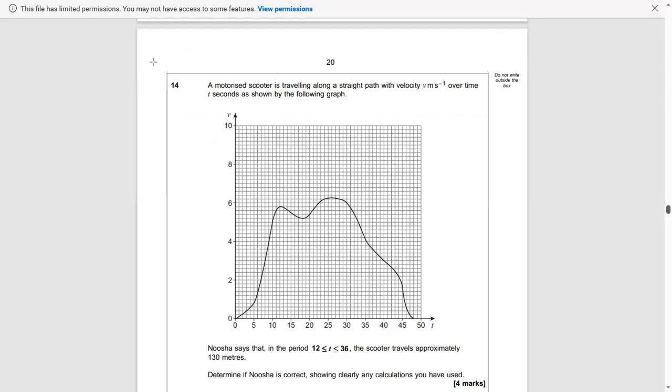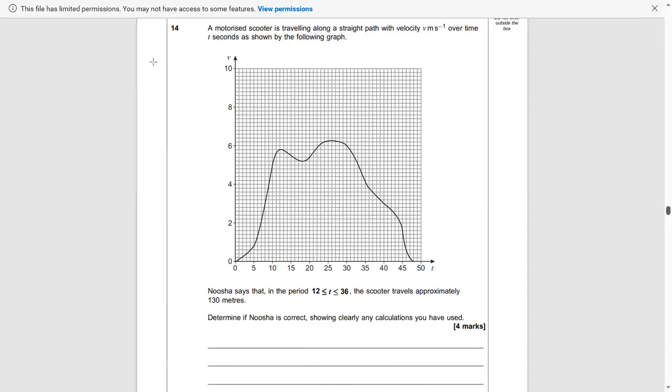So a motorized scooter is traveling along a straight path with a velocity of v over a time of t seconds as shown by the graph below. So the velocity increases, then decreases a little bit, and then increases again, and then decreases, kind of like in this curved fashion here.